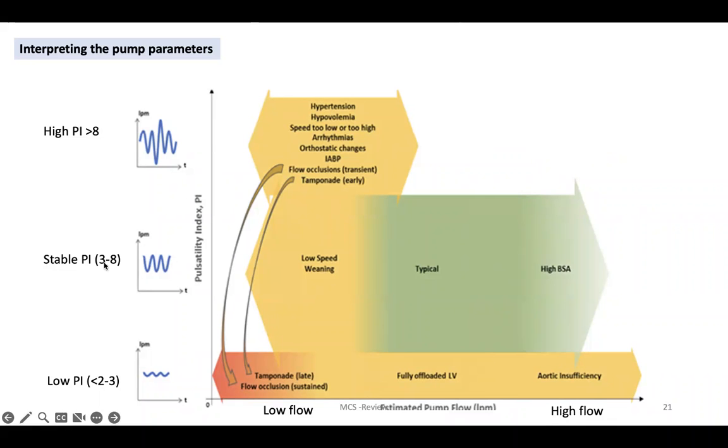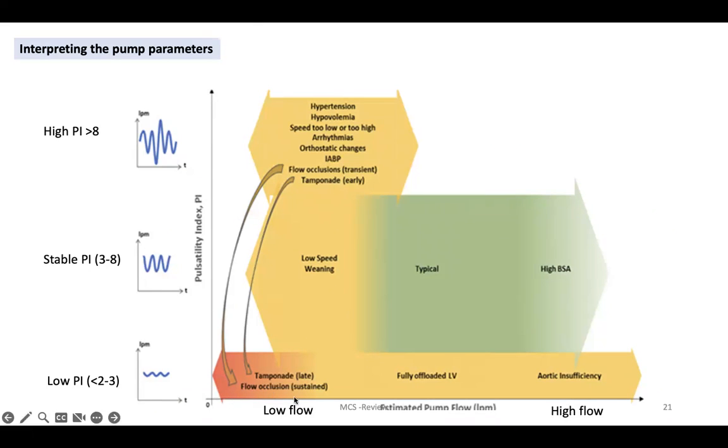Usually what matters is the basal value, and the changes from this value are even more important than the absolute value of a PI. So usually a normal PI is considered between 3 and 8 or 3 and 6. And if it increases or decreases, something is happening.